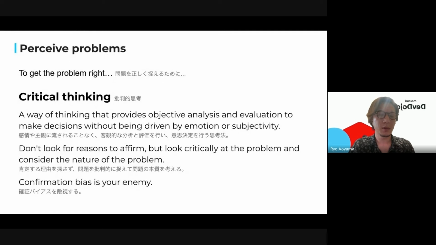To solve problems, it's important to utilize critical thinking to ensure that you're really perceiving the problem correctly. Critical thinking refers to a way of thinking that provides objective analysis and evaluation without being driven by your own emotions or subjectivity.